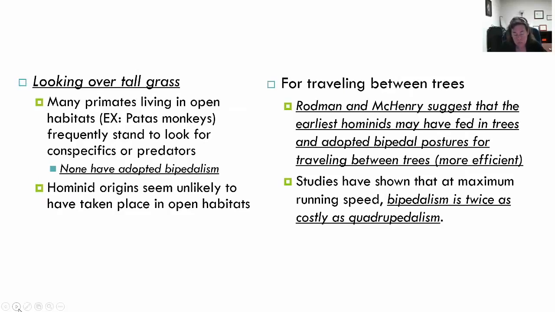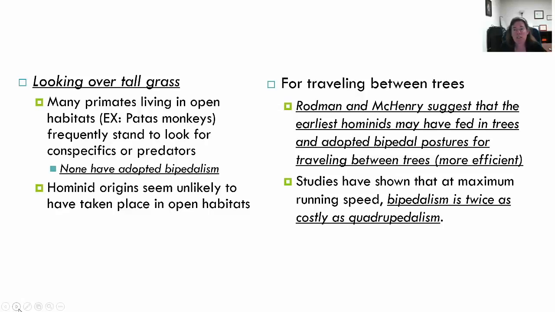In terms of the looking over the tall grass hypothesis, many primates living in open habitats, such as patas monkeys, frequently stand to look for conspecifics or predators, yet not one of them has adopted bipedalism. Hominid origin seems unlikely to have taken place in these open habitats as a result.